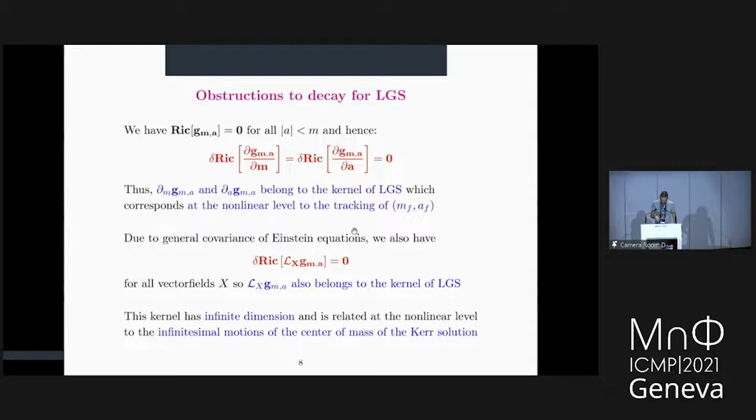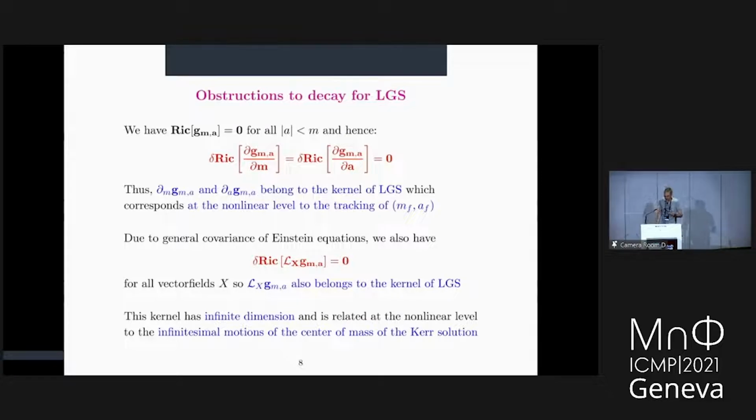OK, then there is a more serious kernel, one which is due, in fact, to general covariance. In other words, because I have this class of equivalence modulo diffeomorphism, I can apply them. I can take the pullback of the Kerr metric by this diffeomorphism.